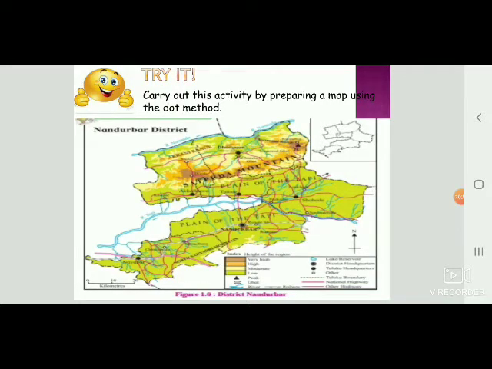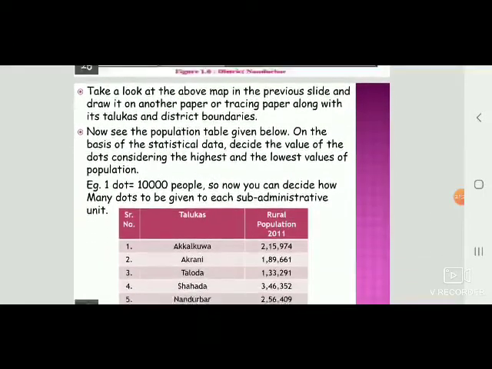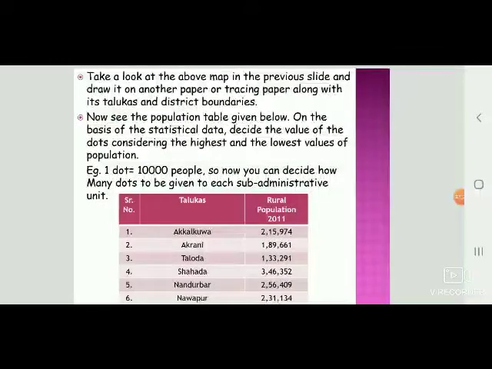You have the very high regions coming towards the lower regions showed in your green plains. You will have the mountain peaks, you will have ghats, rivers, taluka boundaries, national highways and other highways. Take a look at the above map in the previous slide and draw it on another paper or tracing paper along with its talukas and district boundaries.